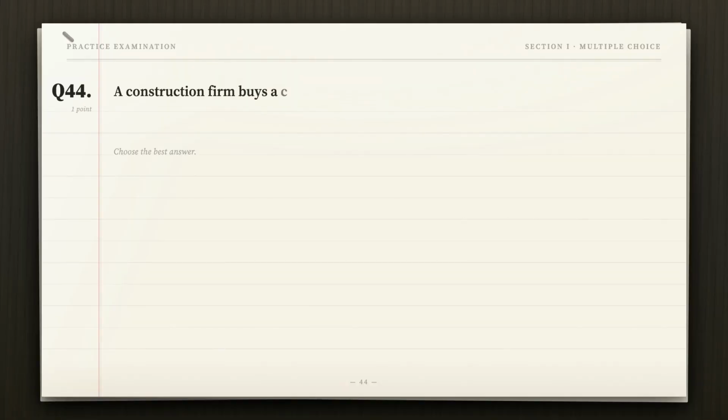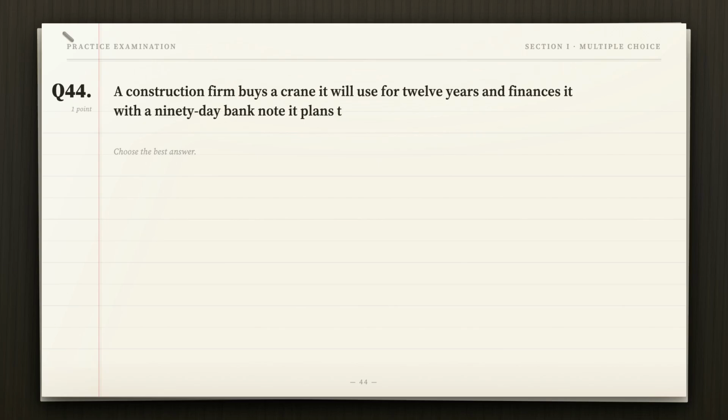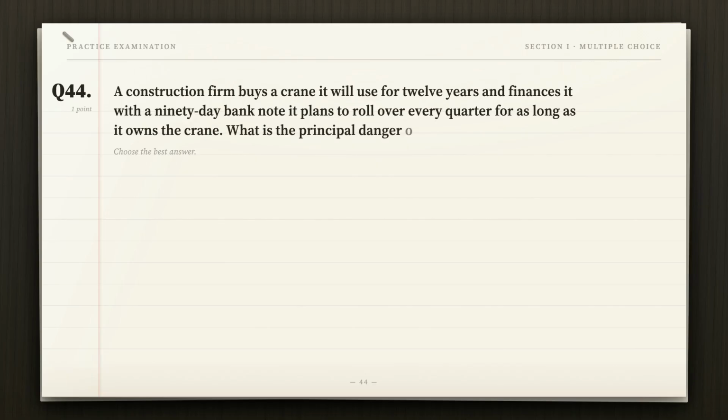Question 44. A construction firm buys a crane it will use for 12 years and finances it with a 90-day banknote it plans to roll over every quarter for as long as it owns the crane. What is the principal danger of this arrangement?